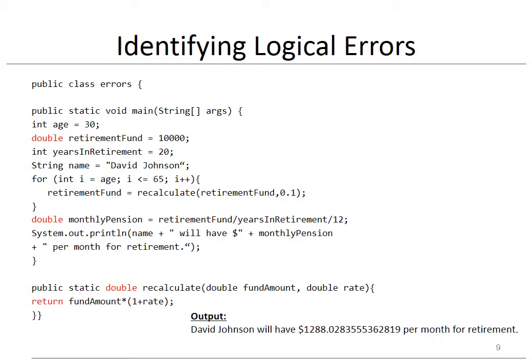We can now rerun our program and it will give the following output. David Johnson will have $1,288.0283 and so on dollars per month for retirement. This makes a lot more sense. Note, however, that it would be nice if we could round the number that is being output.